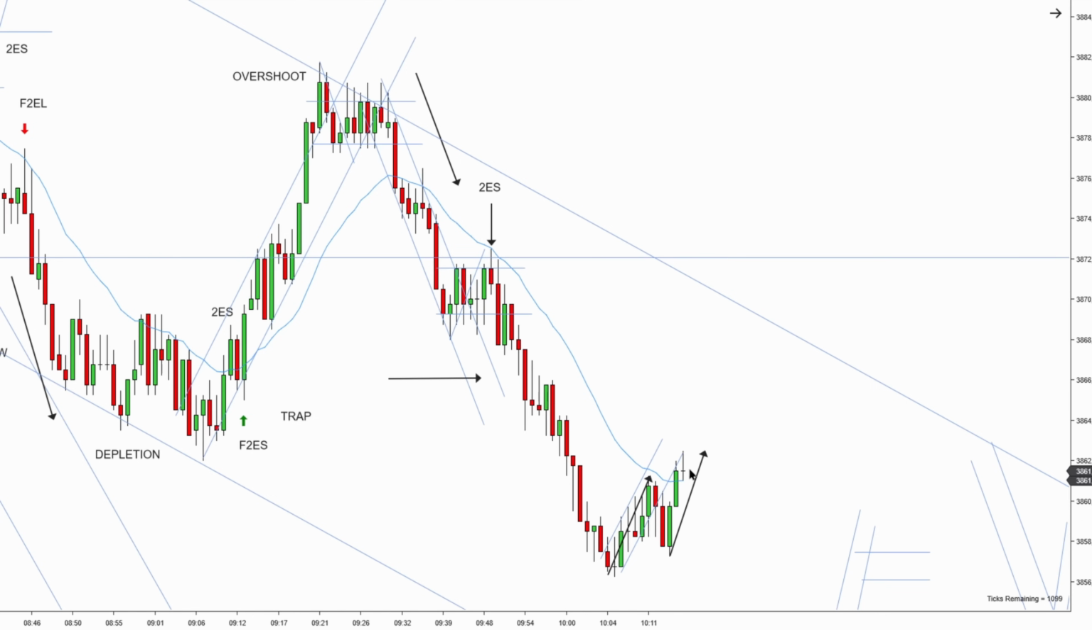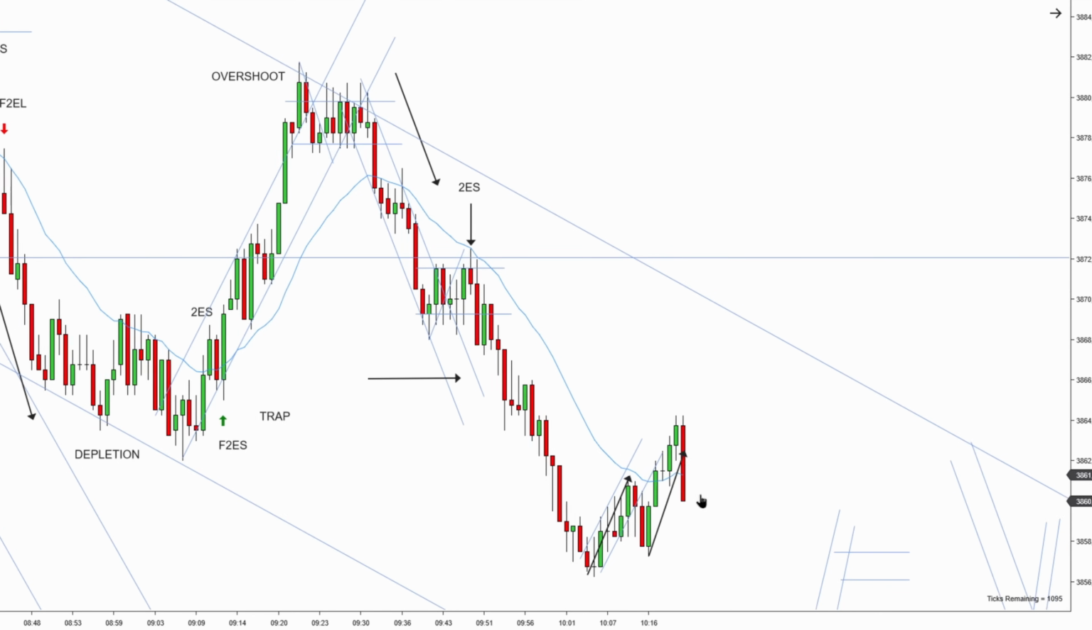We don't even have a double trap. Why is this not a double trap? Because it closed above the EMA. For us to count this as a double trap, it needs to close below. So it is a doji above, not interested. Okay, now we have a big bearish bar.